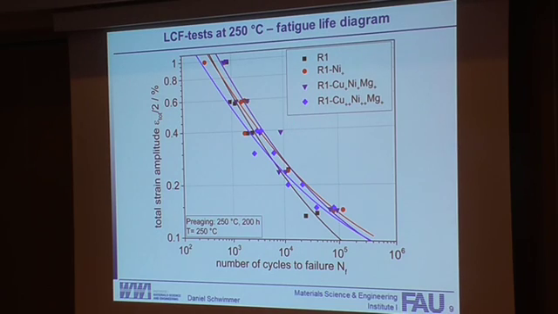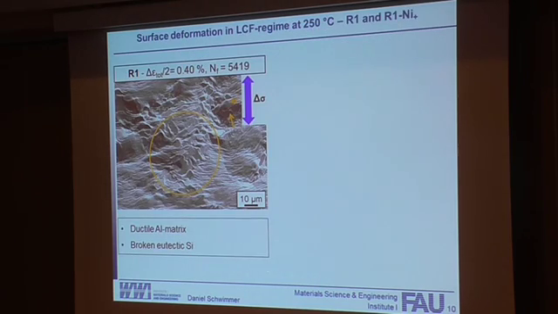In our copper-nickel-magnesium-containing alloy, we have a slight decrease in the low cycle fatigue regime, and similar behavior compared to the nickel-containing alloy in the high cycle fatigue regime. If we look at the surface in the LCF regime, for example for two alloys at a total strain amplitude of 0.4% at about 5,000 cycles to failure, we can see ductile behavior of our aluminum matrix. We see broken eutectic silicon, and we can also see decohesion between the matrix and eutectic silicon.